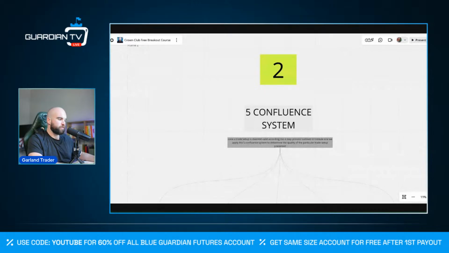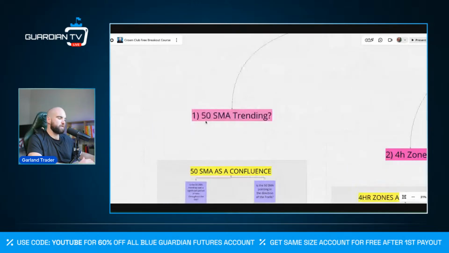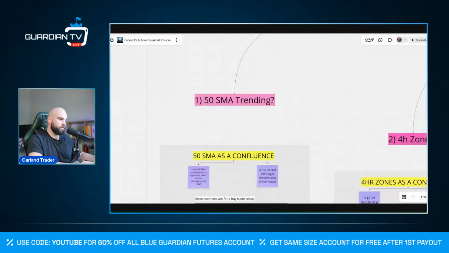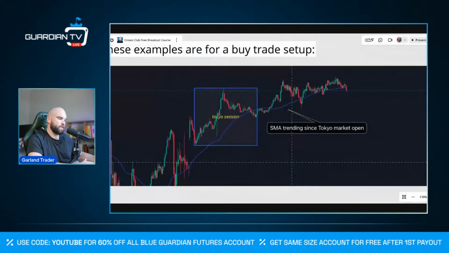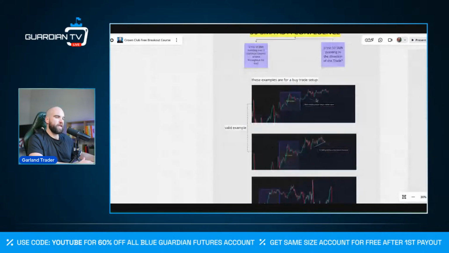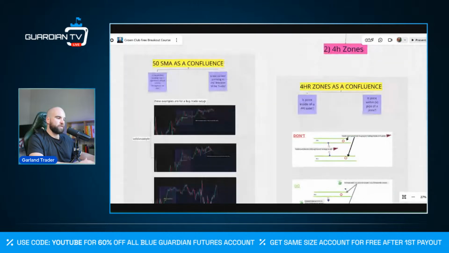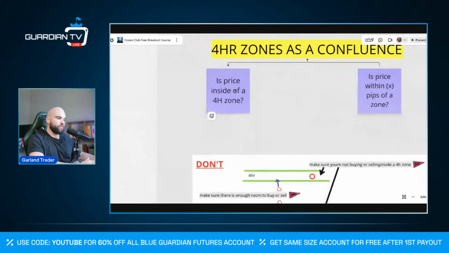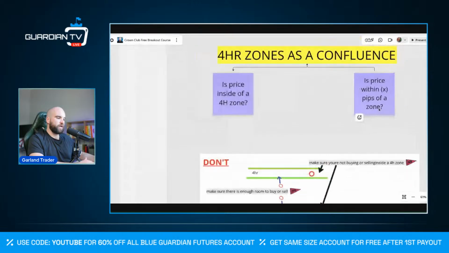The first one is the 50 SMA. We ask ourselves, is the 50 simple moving average trending? An example of this is right here. You can see it is clearly trending up. If we're taking buys, that is a good sign for us. The second is the 4-hour zones. Is price inside of a 4-hour zone, or is price within the right amount of space of the zone? Because we do not want to be trading if there is no space available for us to trade.